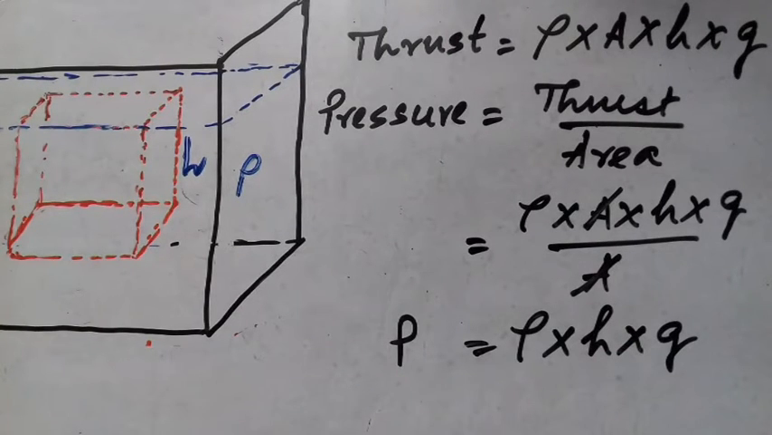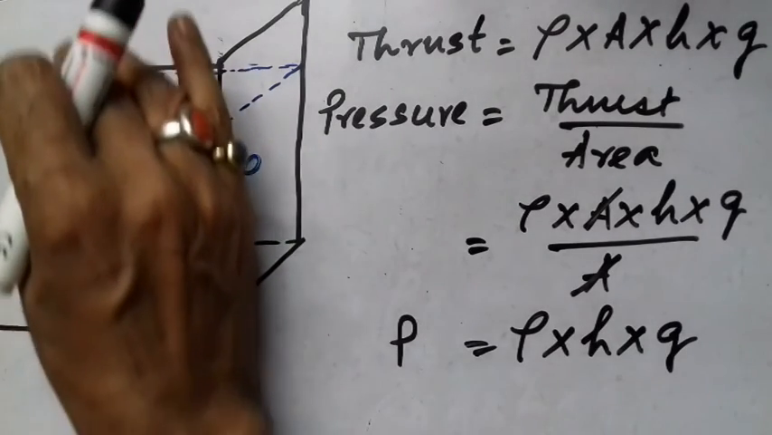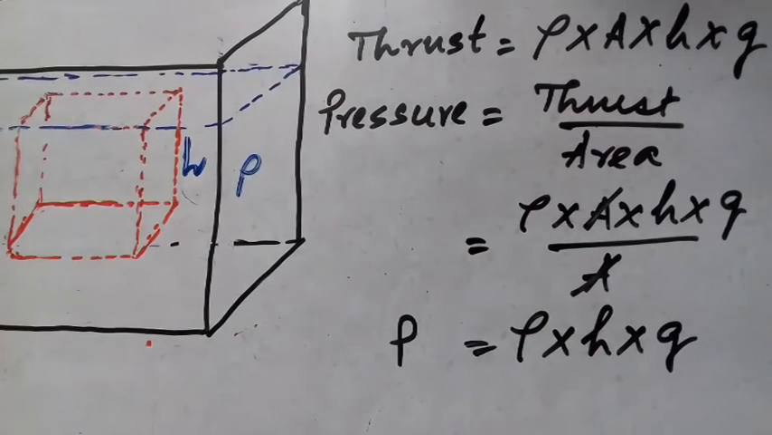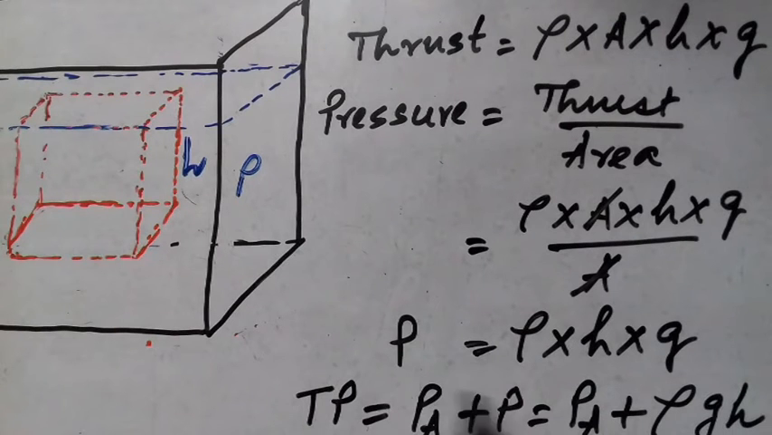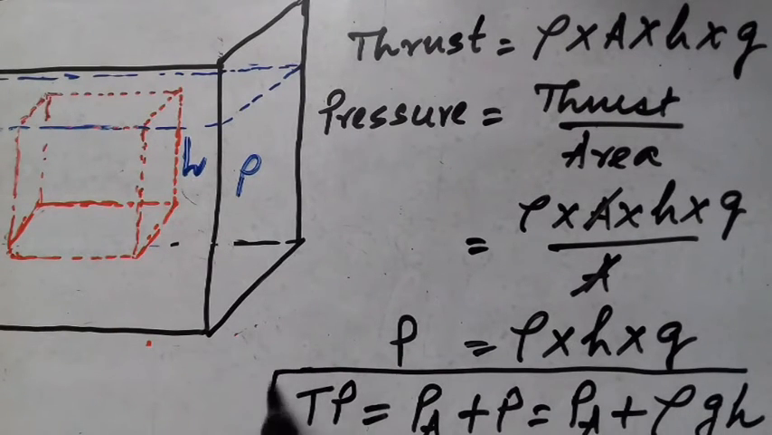Now one more pressure is there, that is atmospheric pressure upon this open surface. So we can write total pressure, that is Tp. We can write for total pressure: pressure of the atmosphere plus rho g h. This is the total pressure exerted by this liquid column at its bottom.